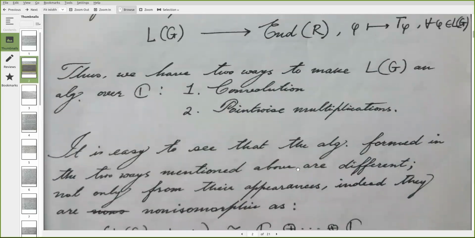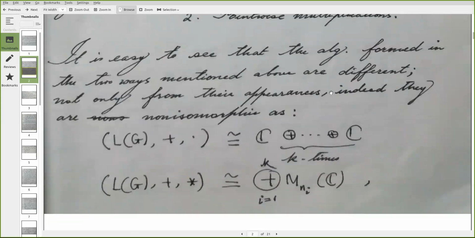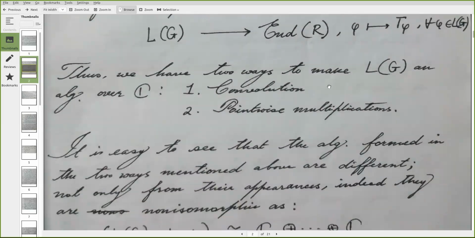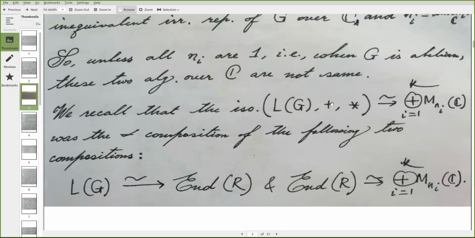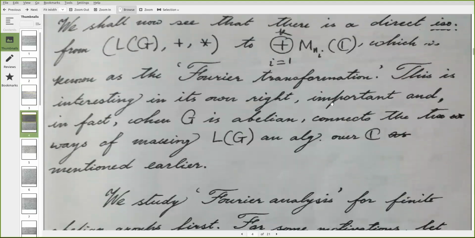And not only that, if you remember, a few minutes back I said that we have two ways of making LG an algebra over C, and these ways always give different algebra structures on LG. So when G is abelian, the Fourier transformation also connects these two ways. That is not surprising, because when G is abelian, this and this are actually the same. So there should be some direct connection between them. The Fourier transform for finite abelian groups does the job. So first we will study Fourier transformations for abelian groups.